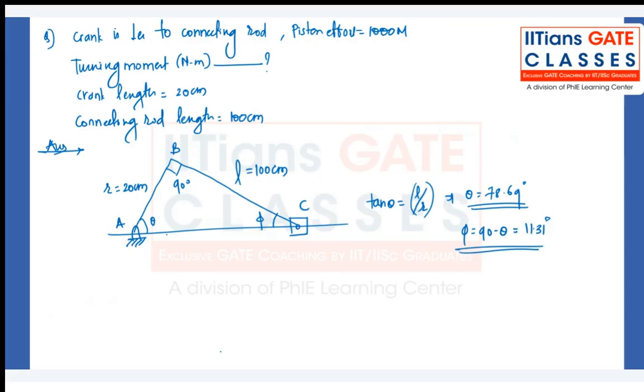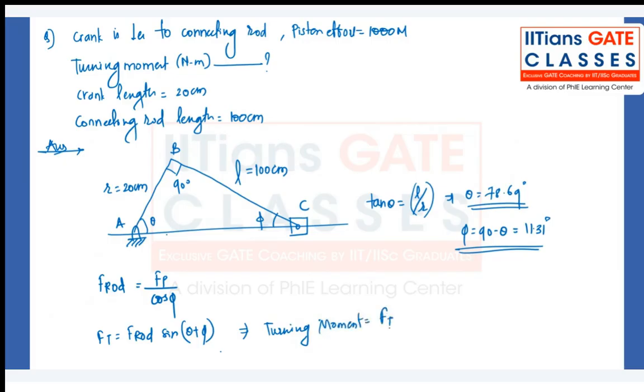You got theta, you got phi, and now we can calculate the F rod. F rod is equal to piston effort divided by cos of phi, if you remember the formula. Then Ft, that is the turning force, will be a sine component of it: F rod sine of theta plus phi. And then the turning moment, I'm giving you all the formulation, is equal to Ft multiplied by R.